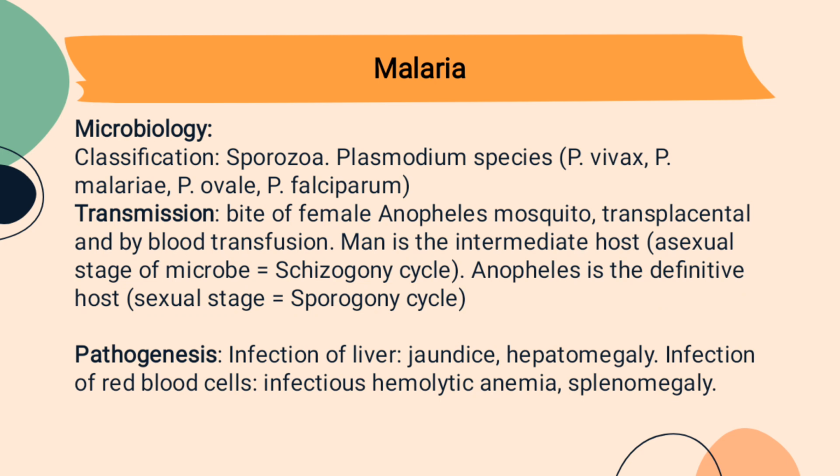Man is the intermediate host, and the Anopheles is the definitive host. The pathogenesis of this is infection of the liver, with jaundice and hepatomegaly, infection of red blood cells, hemolytic anemia, and splenomegaly.